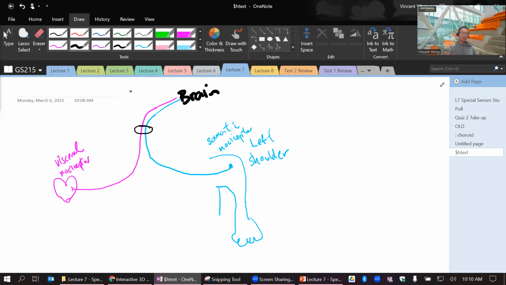And so what happens is sometimes your brain will interpret a visceral pain as if it originates from a somatic source, because you're more familiar with somatic pain. Even though the source of the pain comes from an internal organ, because the pathway merges with another one that's coming from the surface of the body, your brain interprets it as if it is coming from the surface. So this concept is called referred pain.